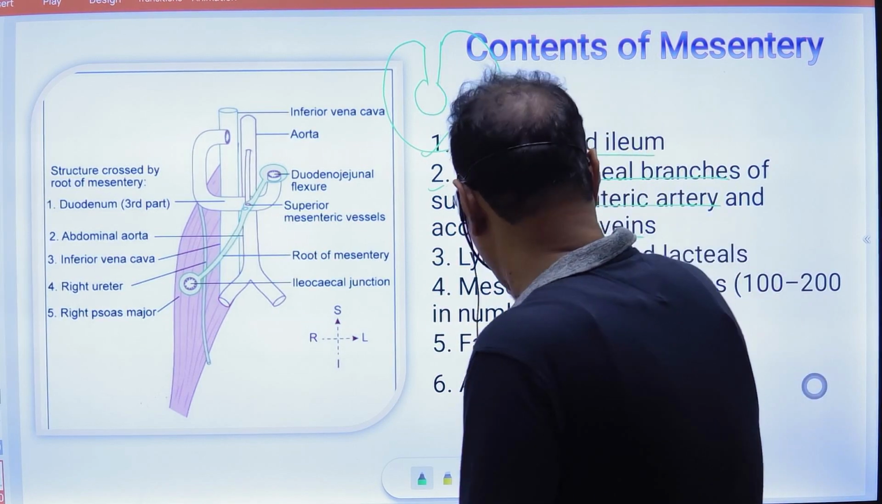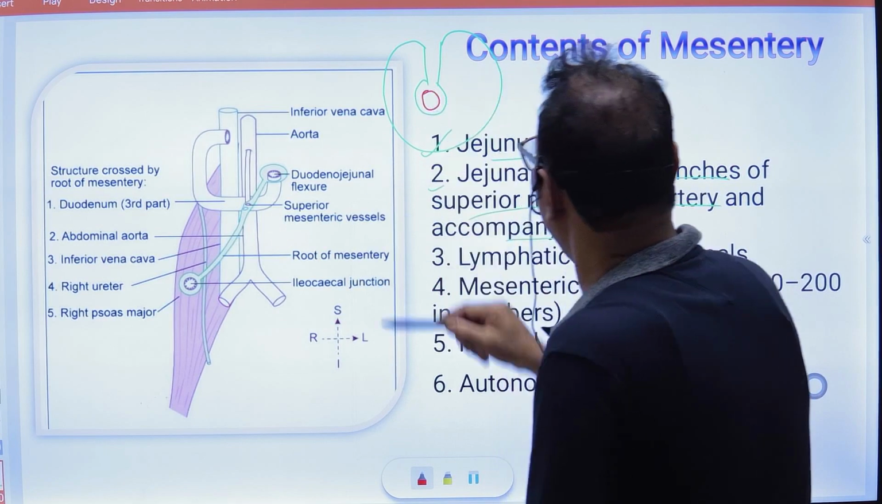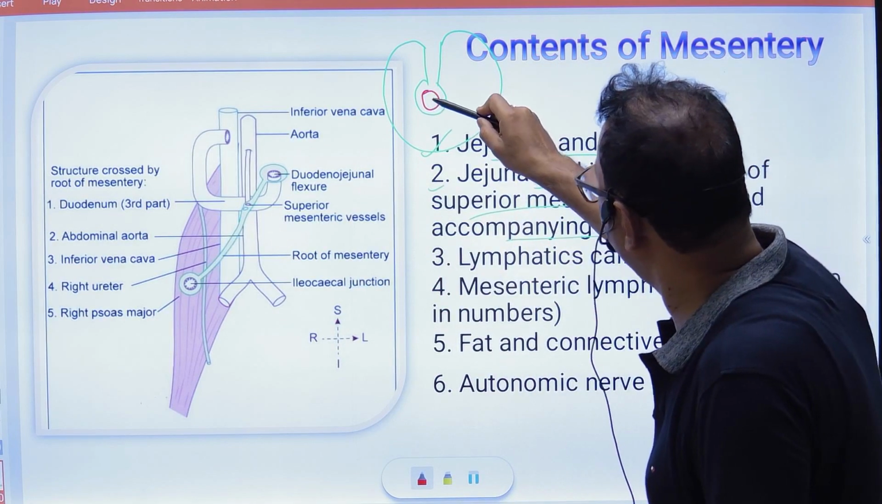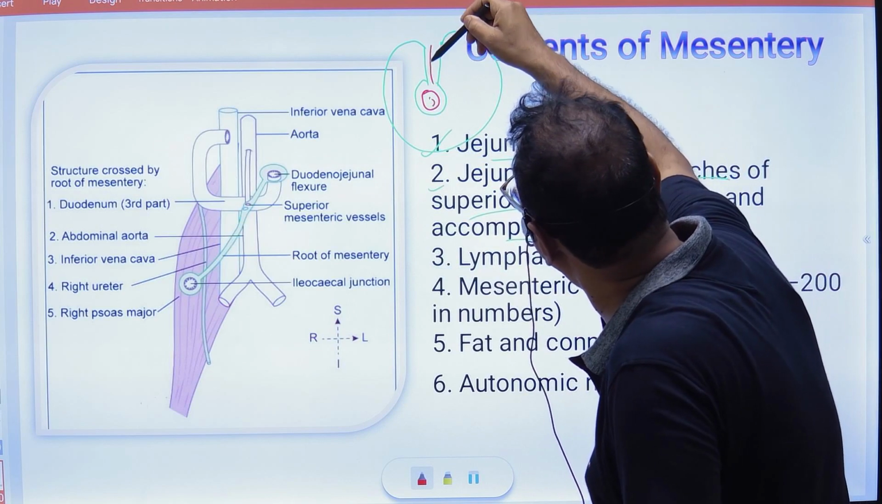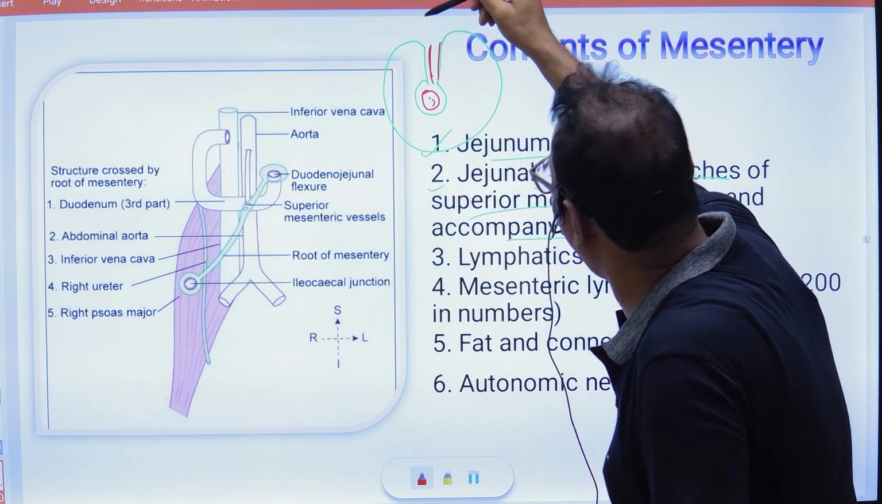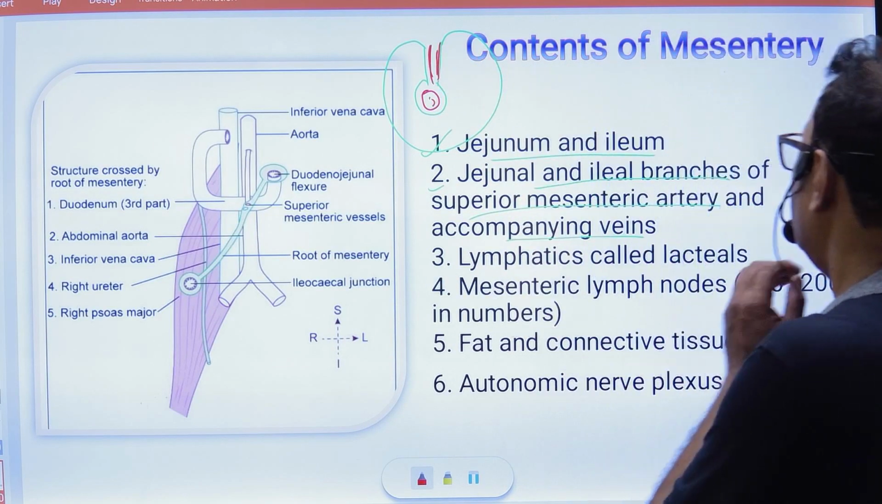This one will be the free border. This will contain the organs, the jejunum and the ileum. And through this, the blood vessels will pass. The artery will pass, the vein will pass, and the lymphatics will be there.